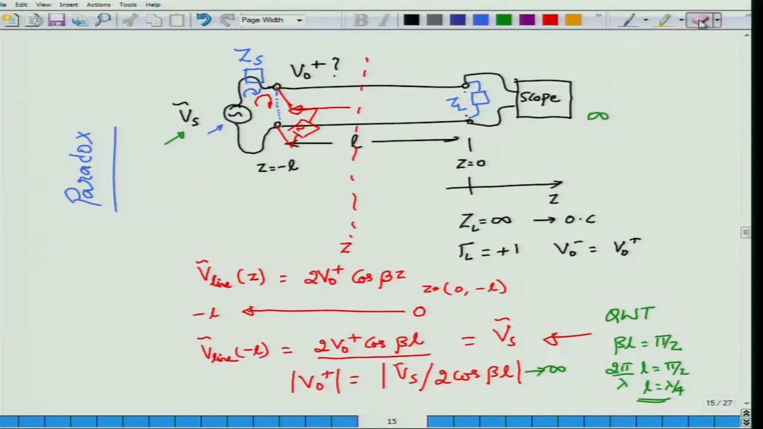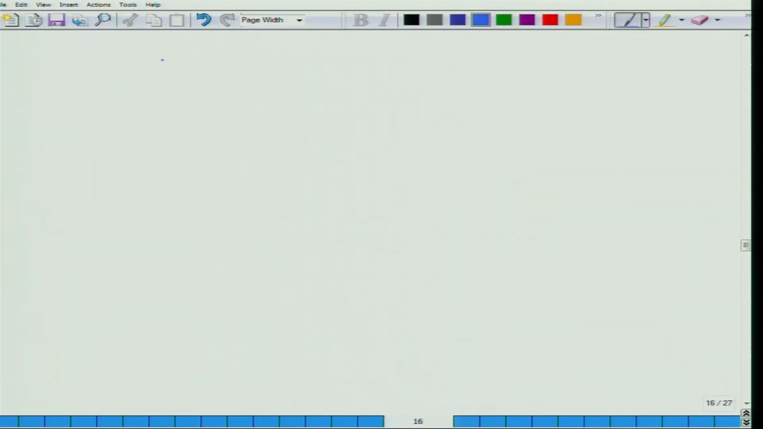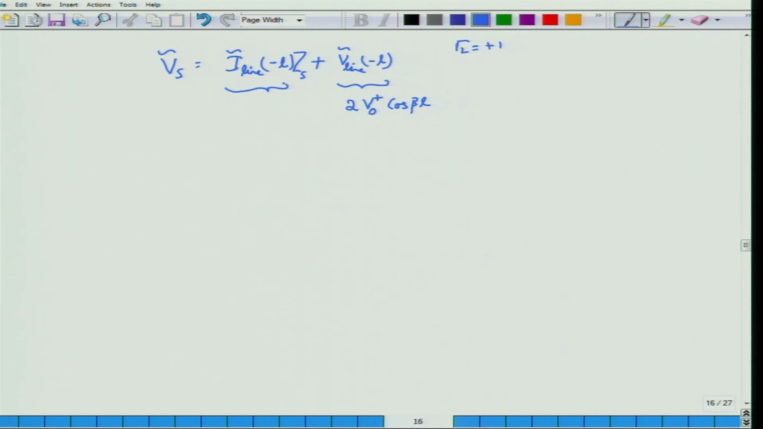If you are interested, I can write the solution over here. The source voltage is equal to the line current phasor evaluated at minus L, times Zs, which is the source impedance, plus the line voltage measured at minus L. This we already know for the case of the scope connection, or the case where gamma L is equal to plus 1: it is simply 2 V0 plus cos beta L. Whereas in this particular case, the line current at minus L will be equal to V0 plus by Z0 e to the power of plus j beta L, minus V0 minus divided by Z0 e to the power of minus j beta L, but V0 minus is nothing but V0 plus, so it would be V0 plus by Z0 times e to the power of minus j beta L. This entire thing is multiplied by Zs, and this should be equal to the source voltage Vs.